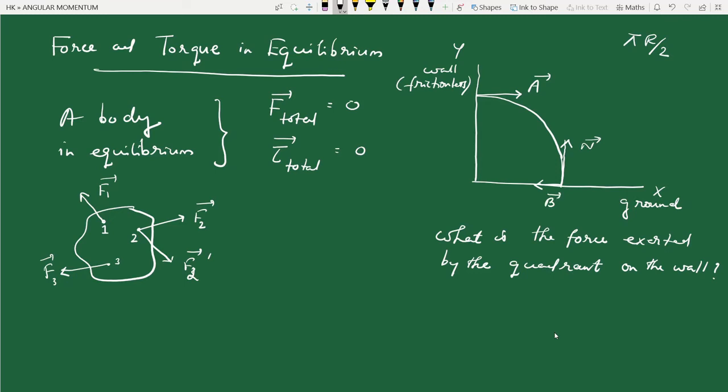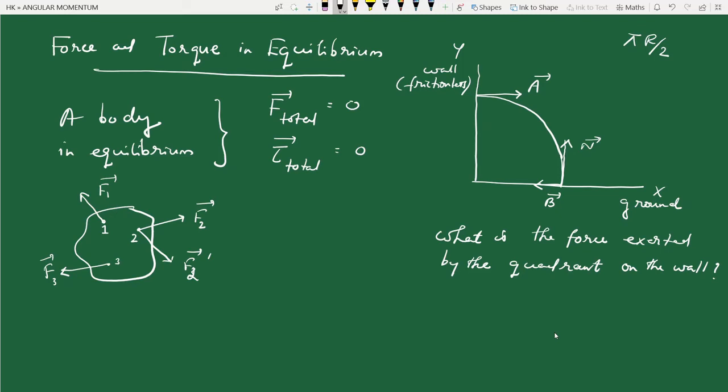Why? Because this ground has friction, so it must be exerting a force. See, this rod will be trying to move towards the right when it is positioned like this. So this ground will be holding the rod by applying a friction tangential to the surface in the opposite direction. So only on the ground there is a tangential force because there is friction. Since the wall is frictionless, there is no tangential force there.